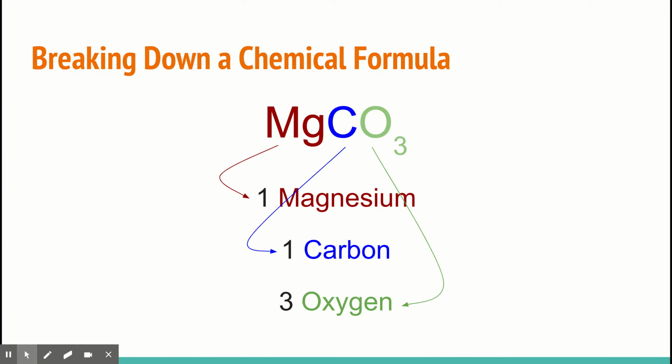Let's break that down with magnesium carbonate. I don't see a subscript next to the chemical symbol Mg, so that tells me that there's 1 atom of magnesium. There isn't a subscript next to the C for carbon. That tells me that there is 1 atom of carbon. And I see a subscript of 3 next to oxygen, telling me that there are 3 atoms of oxygen.